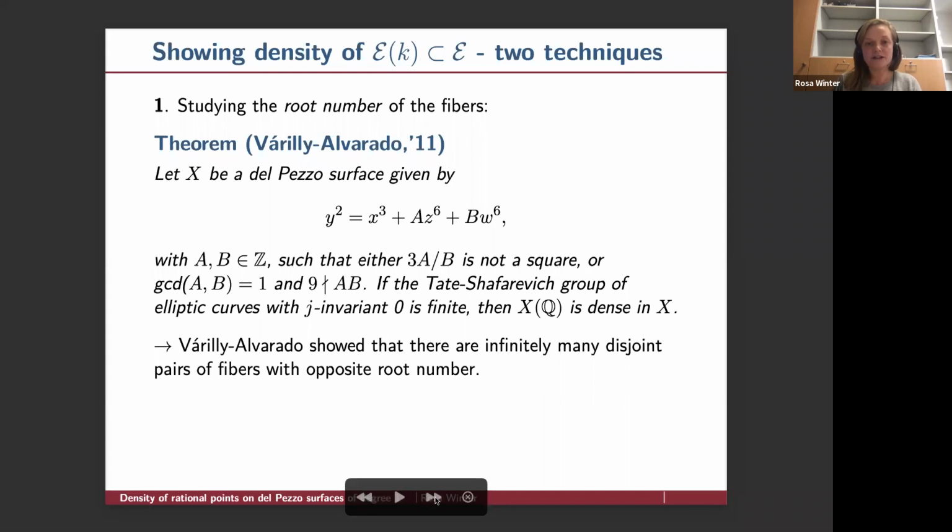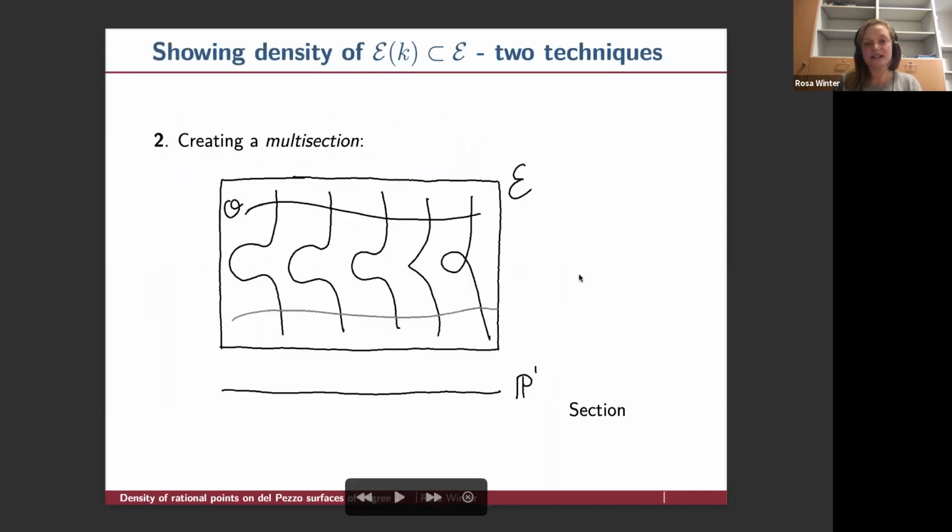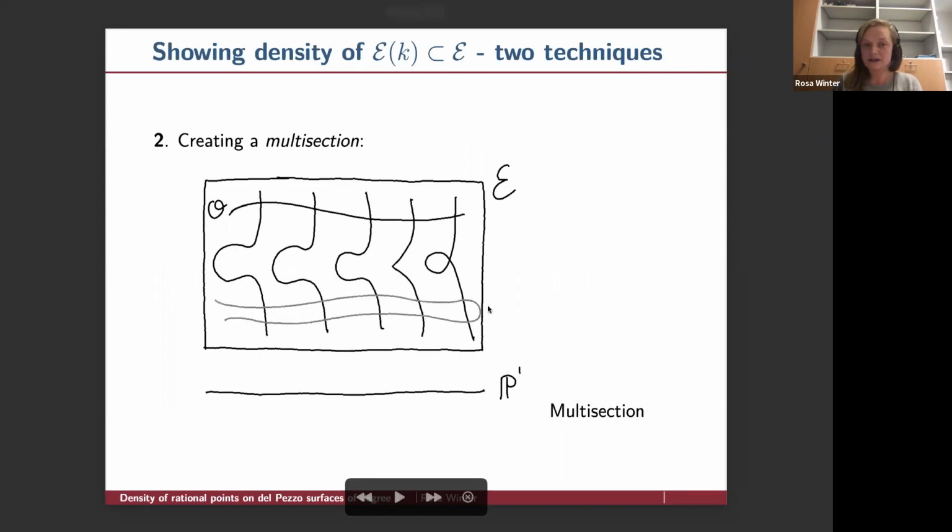Another approach is by creating a multi-section. If you have this elliptic surface again, this is a section, a curve which intersects every fiber exactly once. But you also have curves that intersect every fiber multiple times, for example, twice here, and those are called multi-sections. By creating these kinds of multi-sections and showing that there's infinitely many copies of them in your surface, people showed that the rational points on this elliptic surface were dense.